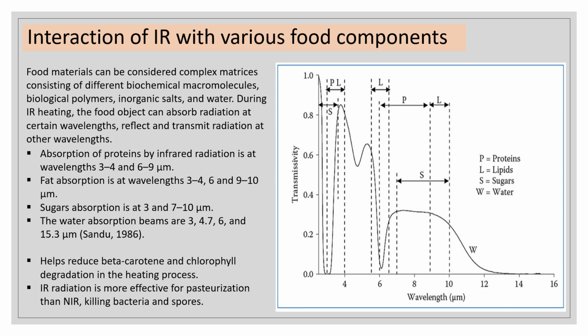Absorption of IR radiation by proteins is at wavelengths 3 to 4 and 6 to 9 micrometers. Fat absorption is at wavelengths 3 to 4, 6 and 9 to 10 micrometers. Sugar absorption is at 3 and 7 to 10 micrometers. The water absorption bands are at 3, 4, 7, 6 and 15.3 micrometers. Moreover, infrared radiation helps to reduce beta carotene and chlorophyll degradation in the heating process, and IR is more effective for pasteurization than non-infrared, killing bacteria and spores.